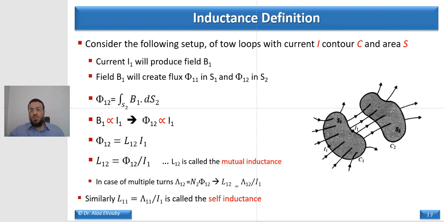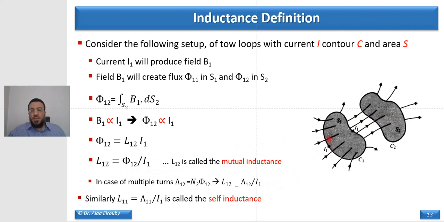So the definition of mutual inductance between circuit 1 and circuit 2 is the flux linkage of field B1 generated by current I1 on circuit S2 divided by current I1. This is the mutual linkage of circuit 1 on circuit 2 divided by the current of circuit 1. This is the mutual inductance.